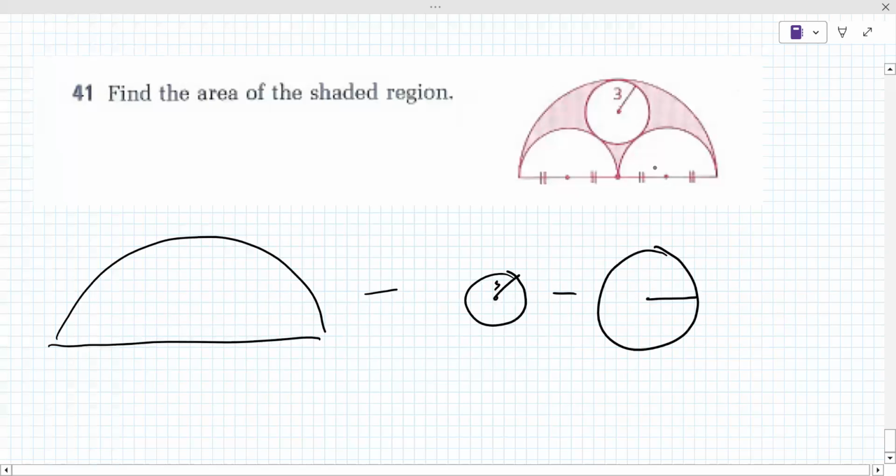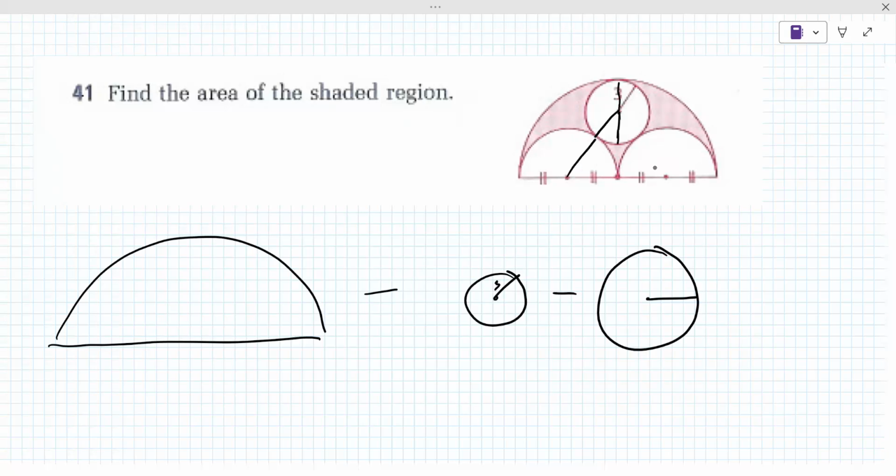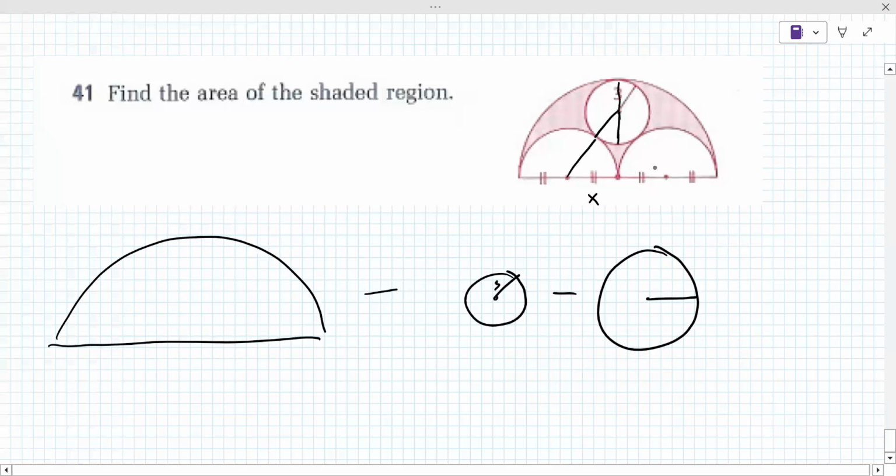Okay, so we got 3, 3, 3, 3. We have some other radius here, which is also the same as this here. Okay, so this is X. That's X. There we go. Now we're gonna make some progress here. That's X. That's 3. What's this one here?